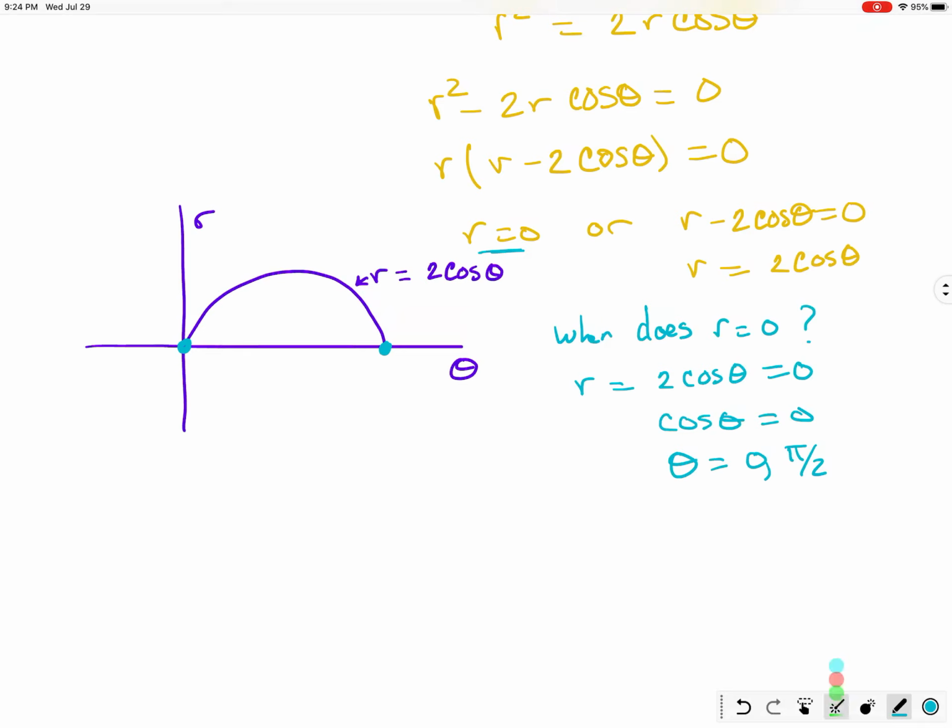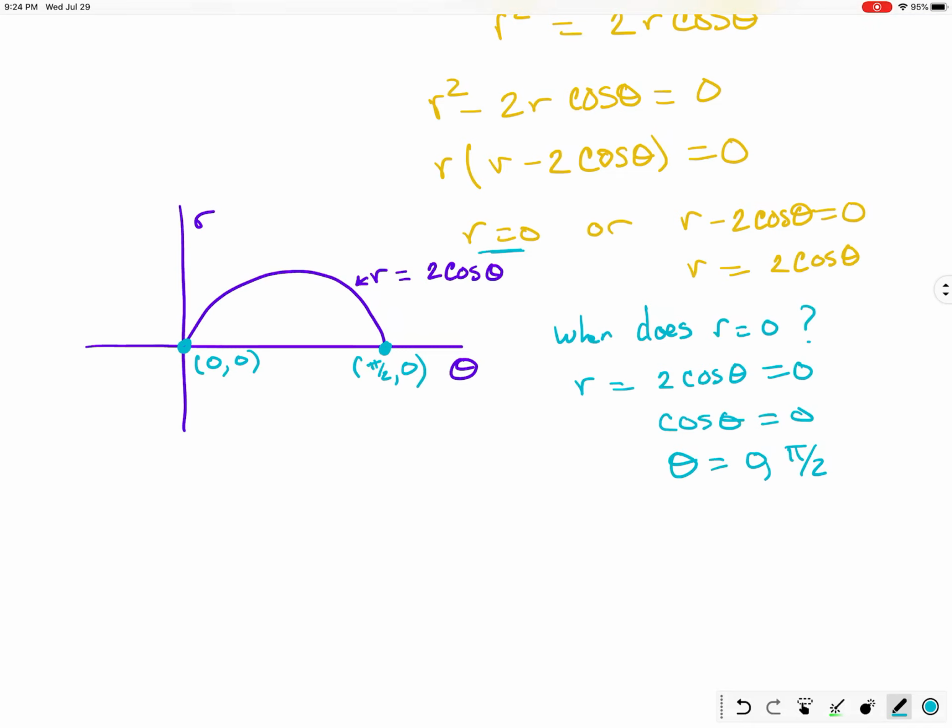There are infinitely many more places, but those are the only two I need because I'm only talking about this part, right? I'm only talking about the first quadrant. So this one is 0, this one is pi over 2. And we already had the r equals 0 there. So I input theta equals 0, and I get out 0. And here I input theta equals pi over 2, and I get out 0.